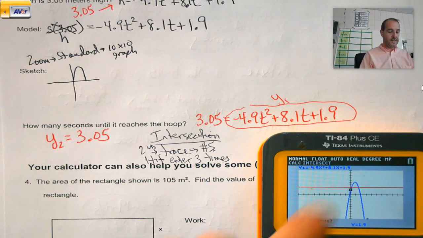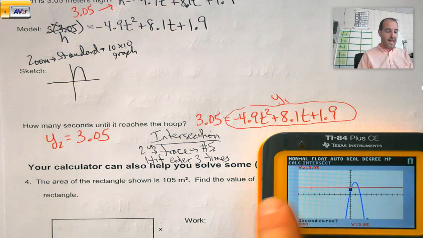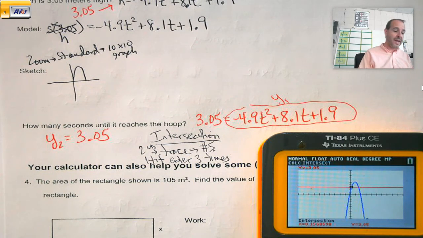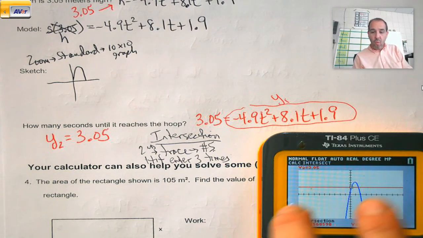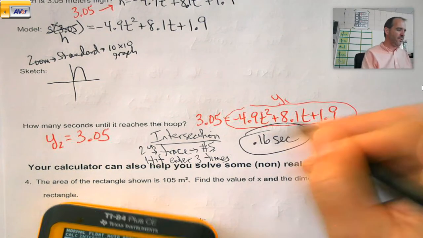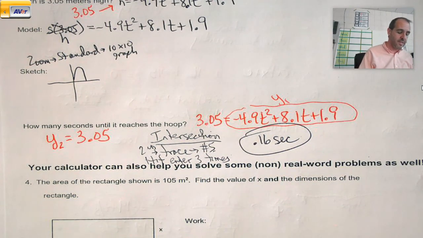We're going to hit it once that it's on the parabola. Then the second time it moves to the red line, which is our second curve, which is that straight horizontal line. And then the third time of hitting enter is for the guess. And again, X is your time, okay? So your time is 0.16 seconds. Pretty quick, but when you think about when you're shooting basketballs and stuff, it doesn't take long for something to get there. We must have been pretty close to the rim.